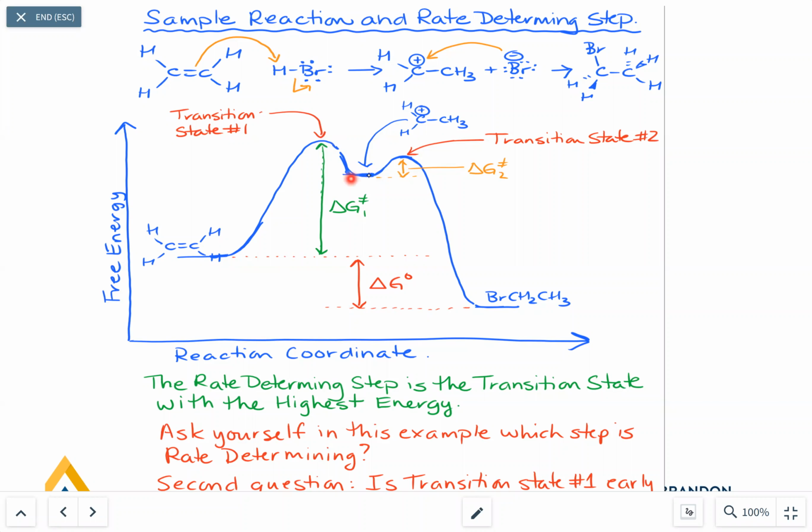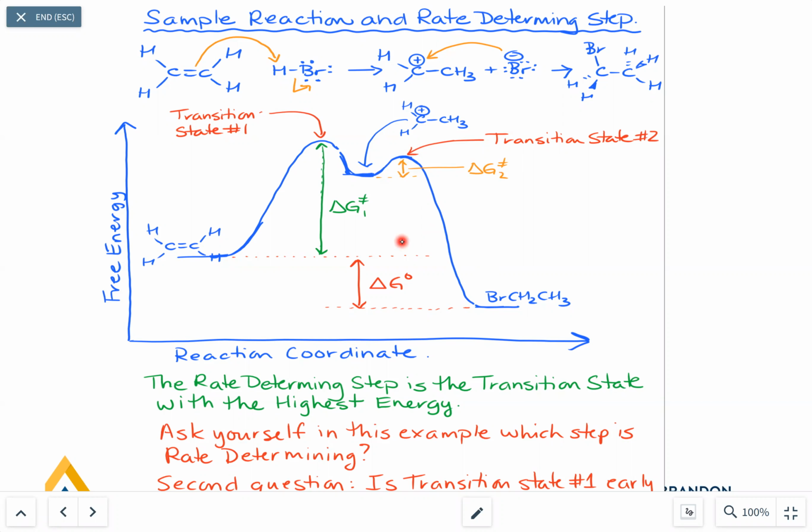If you're starting from this intermediate and you're going to this product and it's a downhill reaction, so the bromide's going to come in and attack here really quickly. And so this transition state is closer to this intermediate than it is to this product, so we would call this an early transition state.